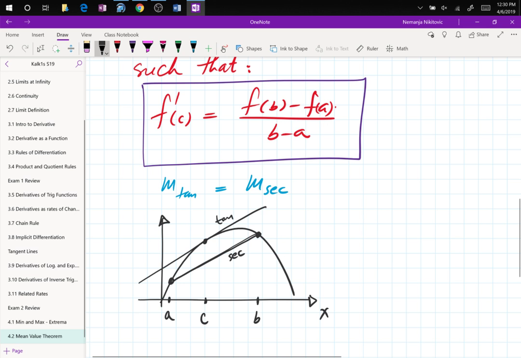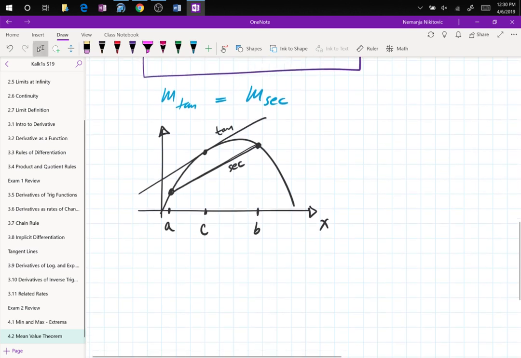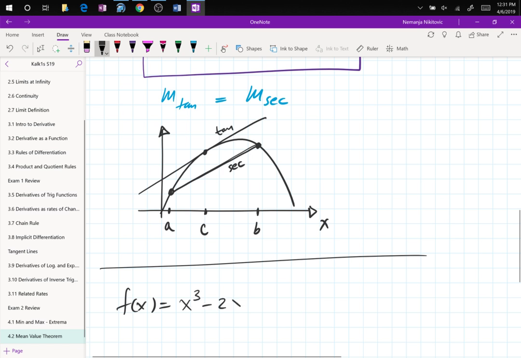This means that we can actually compute the value c, if we have the function and the interval that we are interested in, because we have a formula to calculate. So say you have that f of x is equal to x cubed minus 2x squared minus 8x on negative 2 to 4.